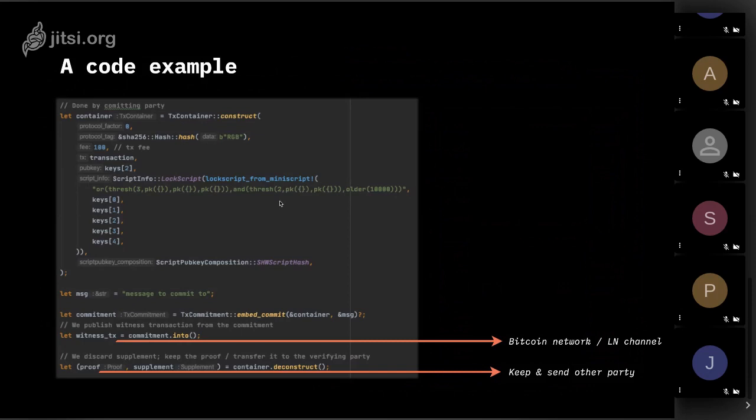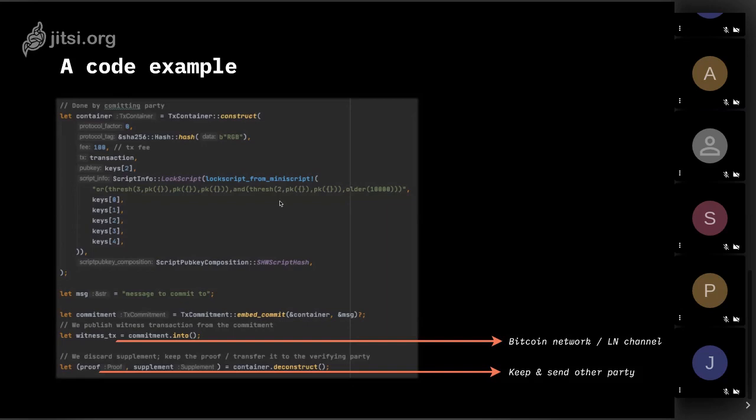It is composed, you see, it's quite complex. It uses 5 public keys with some, it's basically constructed from miniscript. And we say that we would like to compose that into a witness script hash behind the pay to script hash thing, which is quite complex.